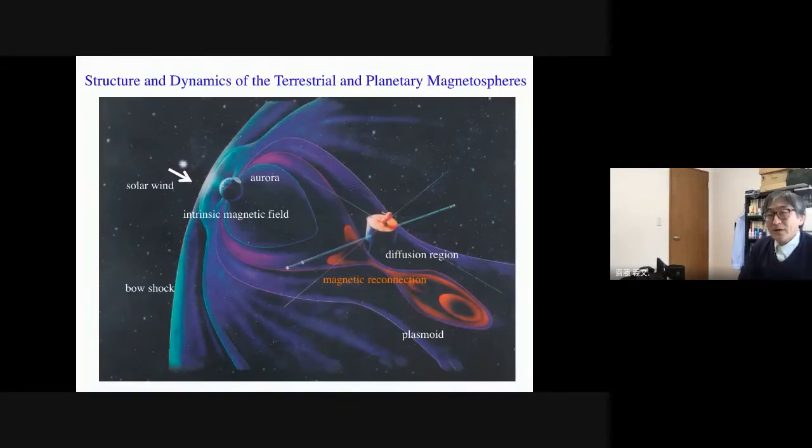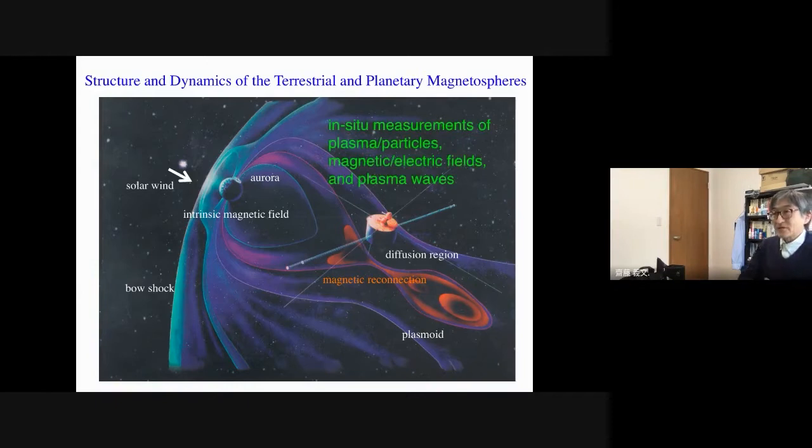What we want to do is to understand the structure and dynamics of the terrestrial and planetary magnetospheres. In order to do so, we make in situ measurements of plasma particles, magnetic and electric fields, plasma waves, and other measurements. We develop science instruments, put them on a spacecraft, and send the spacecraft to the area we want to observe. That is the in situ measurement.